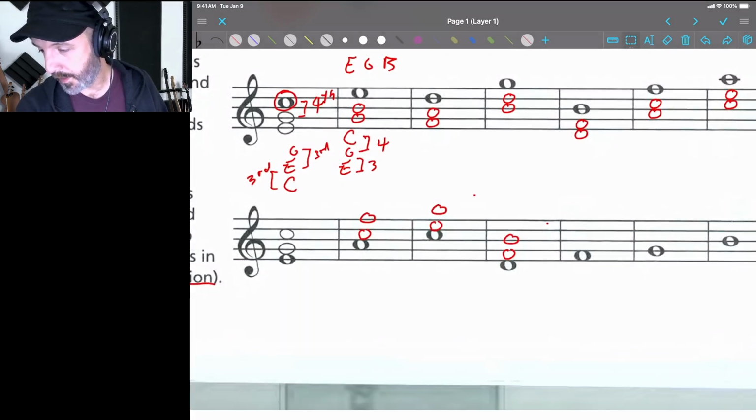Tighten that up. I know I get on everybody. Oh, this one requires a ledger line. There you go.